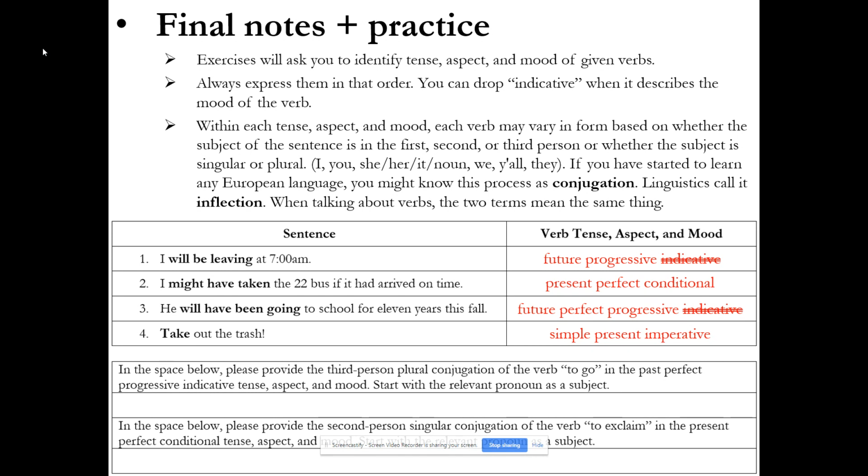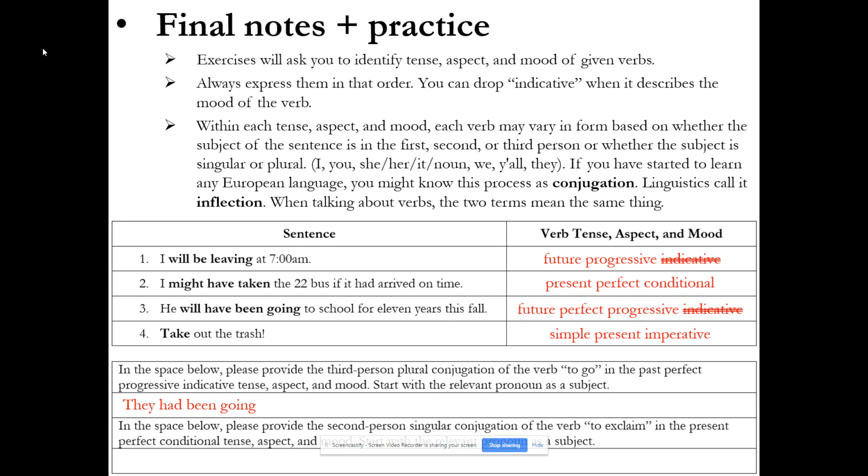The relevant pronoun is they. That's the third person plural pronoun in English. And then to go in the past perfect progressive indicative tense. Okay, so past perfect, we know we need a had, and had plus the perfect is gone. So had gone, and progressive, had been going, right? And then indicative, right? So they had been going.